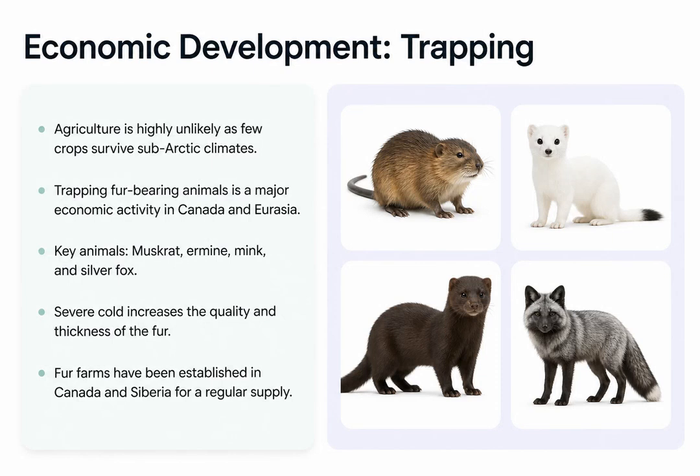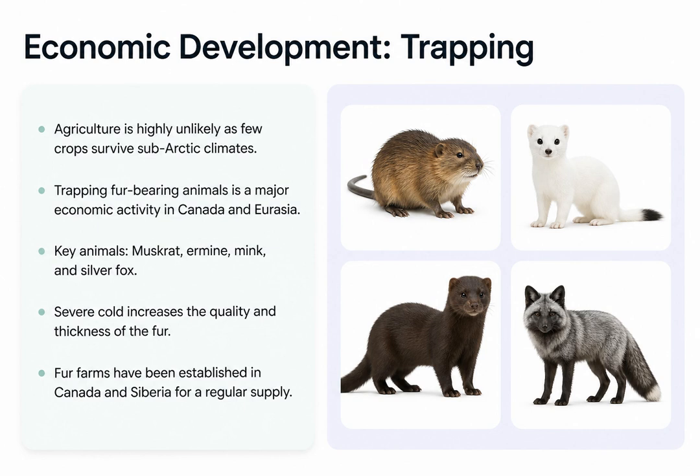Economically, much of the northern coniferous forests remain untouched due to their extreme remoteness. Agriculture is practically impossible in this subarctic climate. Instead, trapping has historically been a major economic activity. Hunters in Canada and Eurasia trap fur-bearing animals like the muskrat, ermine, mink, and silver fox.